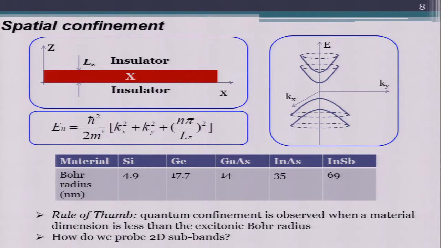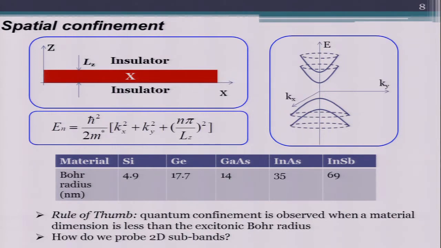As a rule of thumb, to the 0th order, you can assume that if a material dimension, for example the thickness, is less than the excitonic Bohr radius, you're in the quantum confinement regime, and the carriers are quantum confined, the bandgap will expand. And if you look at silicon, even if you go down to very small thicknesses, the Bohr radius is about 5 nanometer. You're not going to see a strong quantum confinement effect. The bandgap is largely bulk.